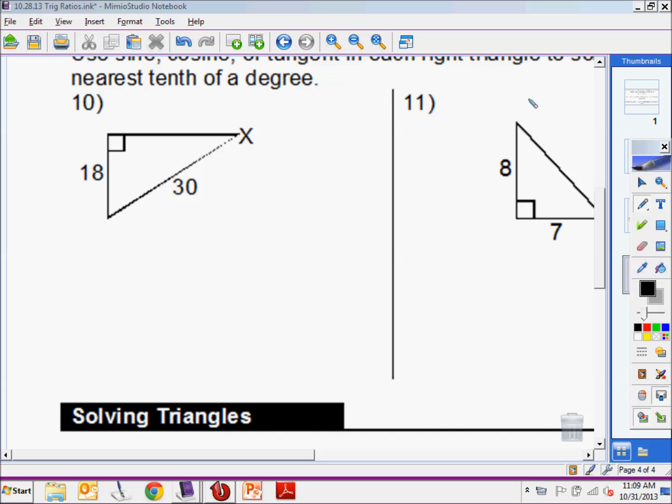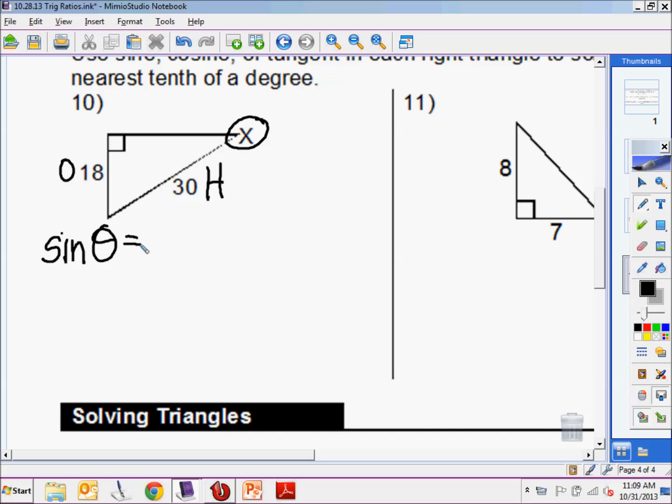From the perspective of angle x, what do we have? 30. I have my opposite and my hypotenuse. What trig ratio is that? Sine. Sine of theta equals opposite over hypotenuse. Do I know theta? No. So instead of theta, it's just going to be sine of x.